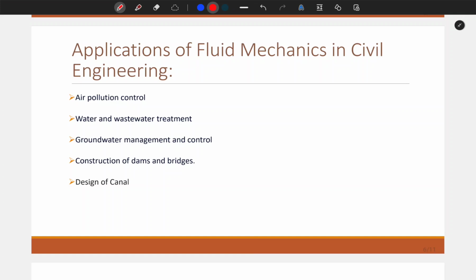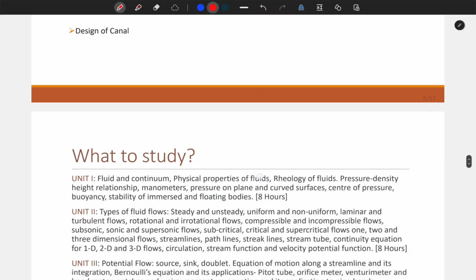And if we want to construct any dam or a bridge, we need to find out the force exerted by water on the dam or bridge, which can also be learnt in this subject. Similarly, we can design the canal. To design the canal, we need to find out the flow of the canal, velocity of flow, similarly depth of flow and other flow parameters, which can be calculated using the principles of fluid mechanics.